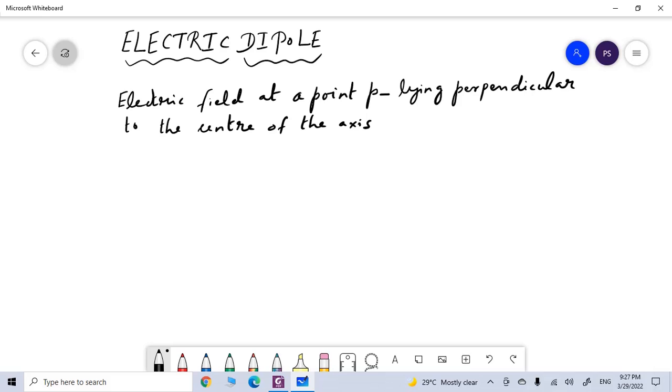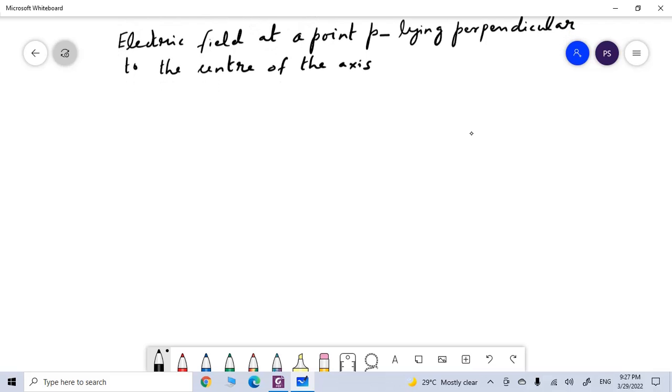We can call this an equatorial point, or we can say that any point P which is lying on the perpendicular bisector to the axis of a dipole. So let's map this situation. We will first take a positive charge, and then we will consider a negative charge. These two charges are separated by a distance d, and they constitute a dipole.